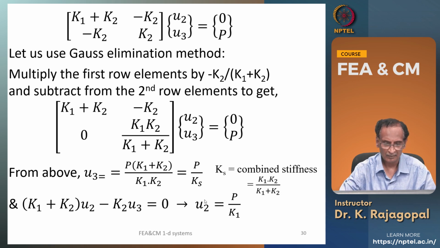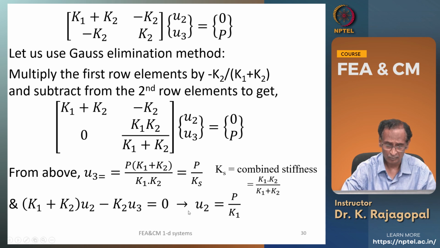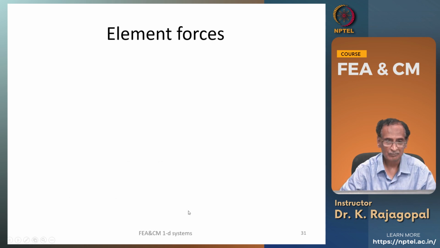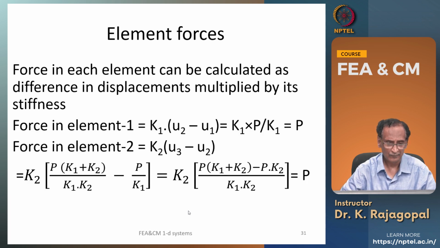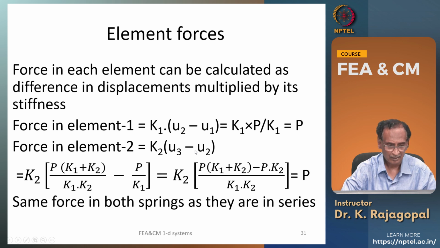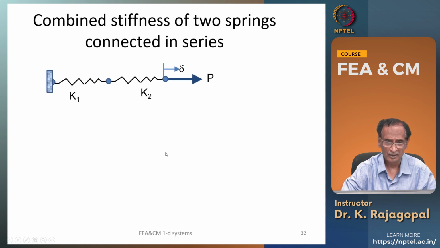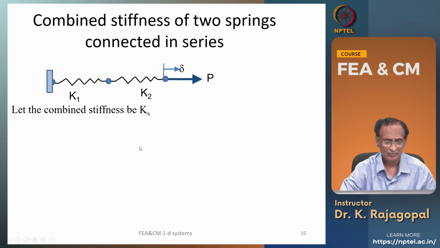And the Ks is our combined stiffness, K1 K2 by K1 plus K2. And once we get the deformations, we can find the forces in the two elements. The force in element 1 is K1 times U2 minus U1, and the force in element 2 is K2 times U3 minus U2. Okay. And actually, let's look at one small numerical example to illustrate this.